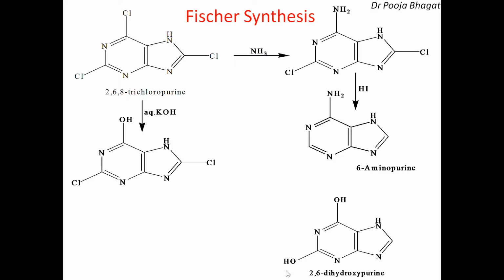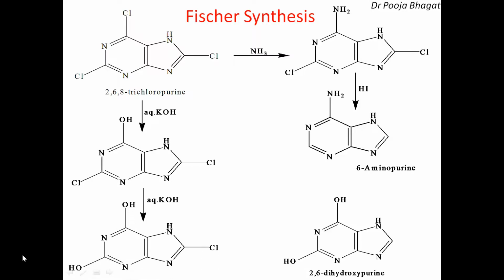Then you want OH at the 2nd position. So again treat it with aqueous KOH, and you will get OH at the 2nd position. And now what do you want? Replace this Cl by H. So your next step will be treatment with HI.